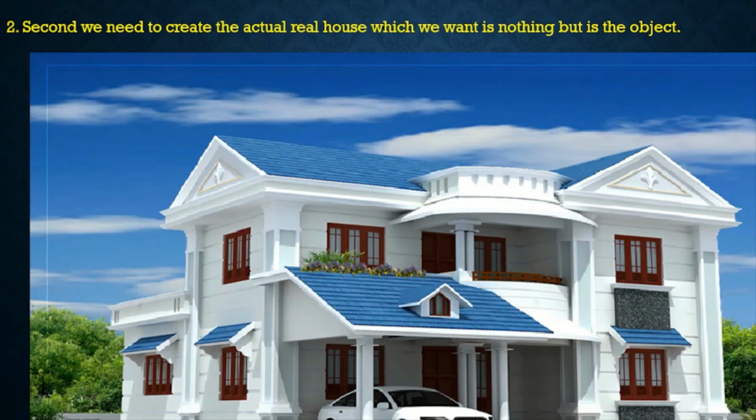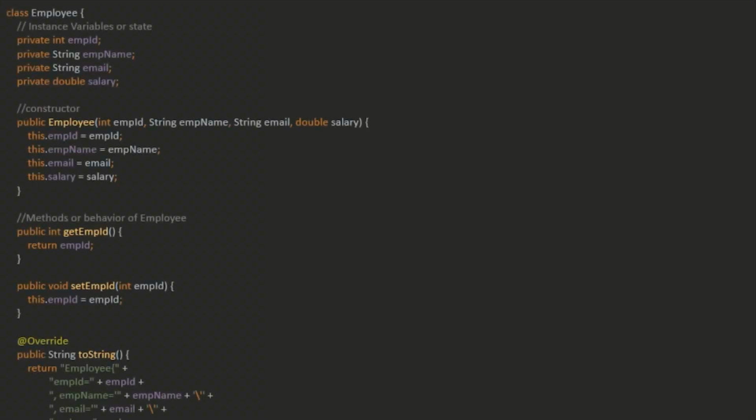From the architecture diagram, we can build several houses or not? Yes, we can create multiple houses from one architecture diagram. Once we have that architecture diagram, we can create multiple houses, right? Similarly, in Java, we can write the class Employee. From the Employee class, we can create multiple employee objects. Okay, fine. So this is the typical employee example I have taken.